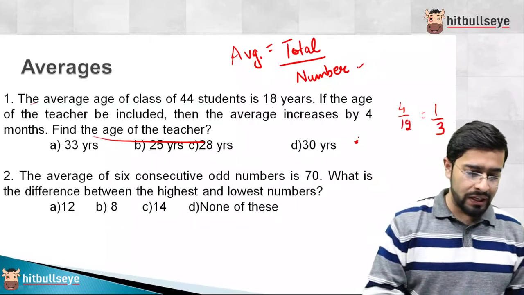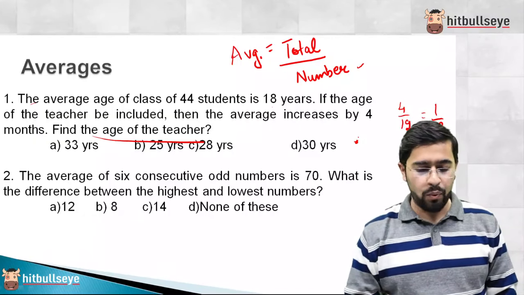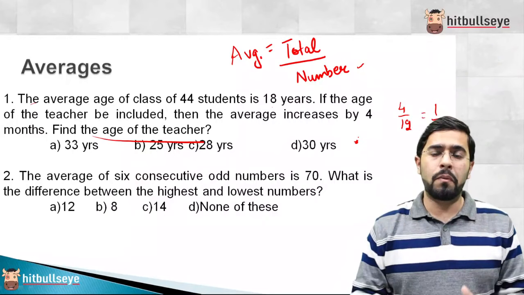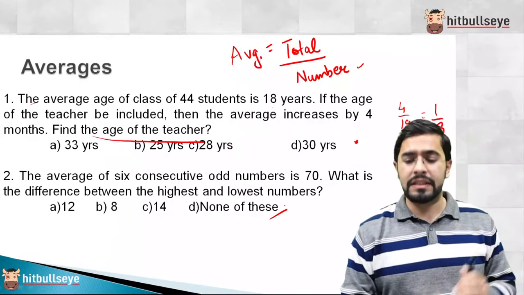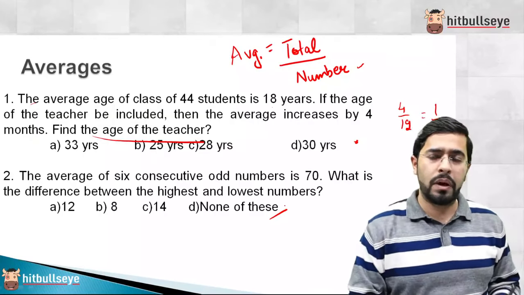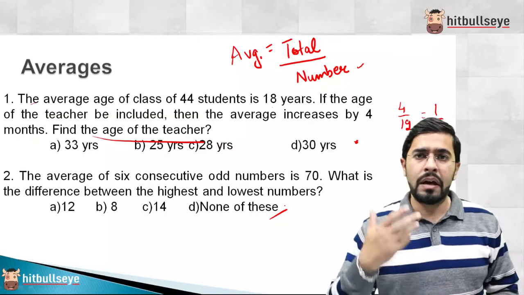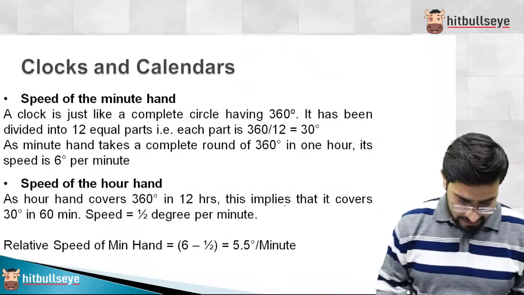Moving on to the next question. The average of 6 consecutive odd numbers is 70. What is the difference between the highest and lowest numbers? All the students who are currently listening to me, please type in your answers. The answer is going to take a lot of time, so that's why I'm not going to solve it. I would be expecting your answers in the comment section.